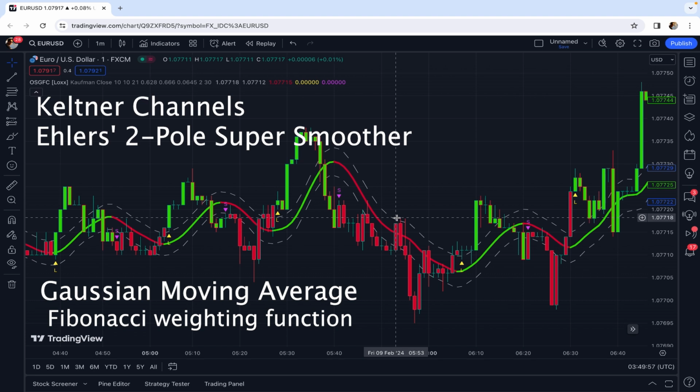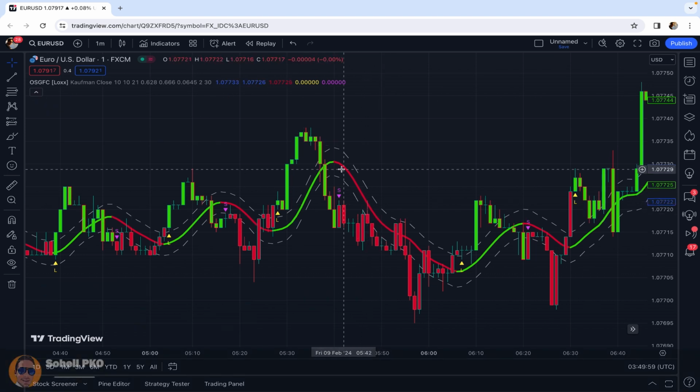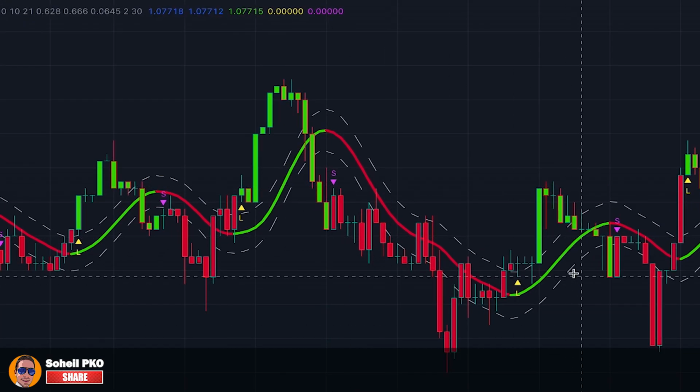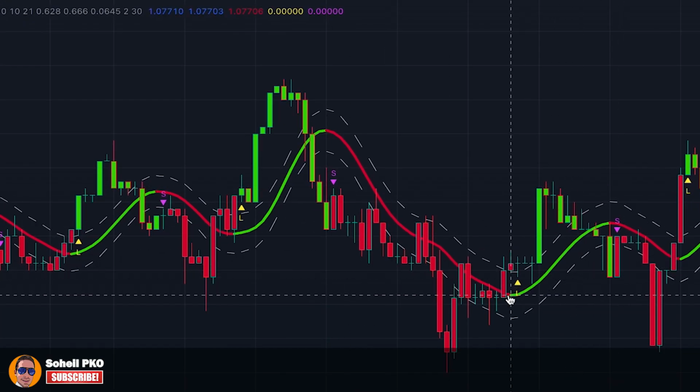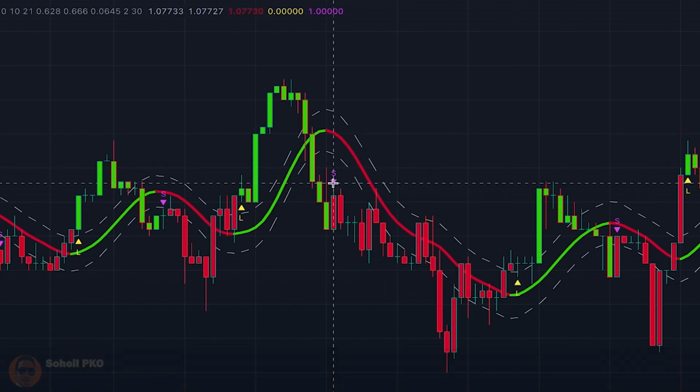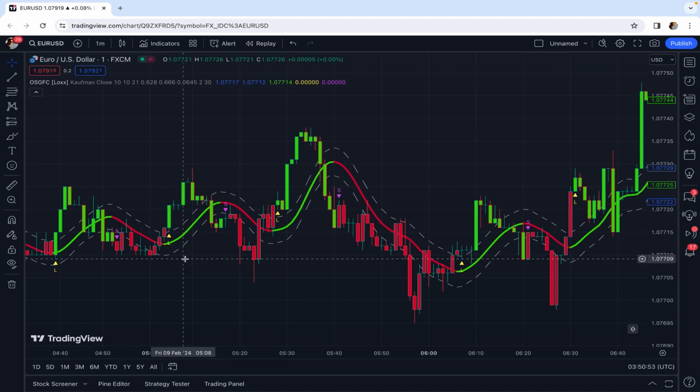noises without considerable lag. This middle line that you see here and changes color between green and red, it's the Gaussian moving average, and when it changes color, these buy-sell signals are generated. When it changes to green, we have a buy signal, and when it changes to red, we have a sell signal. But as you can see, if we only rely on these buy-sell signals, we will encounter many false signals, especially during flat market or in the pullbacks during trends.